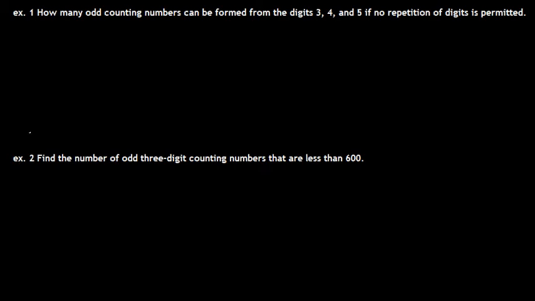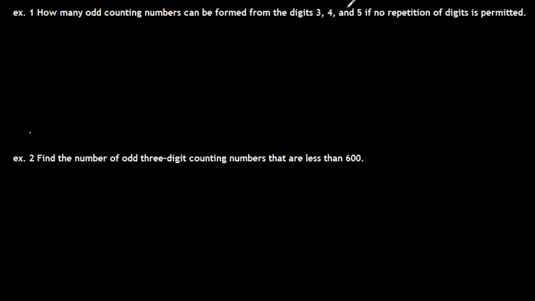We've done some of these kind of problems, but now we're going to have conditions on our permutations. Permutations, the order matters. Combinations, the order does not matter. So this question is saying how many odd counting numbers can be formed from the digits 3, 4, and 5 if no repetition of digits is permitted. So we could have 3-digit numbers, 2-digit numbers, 1-digit numbers.